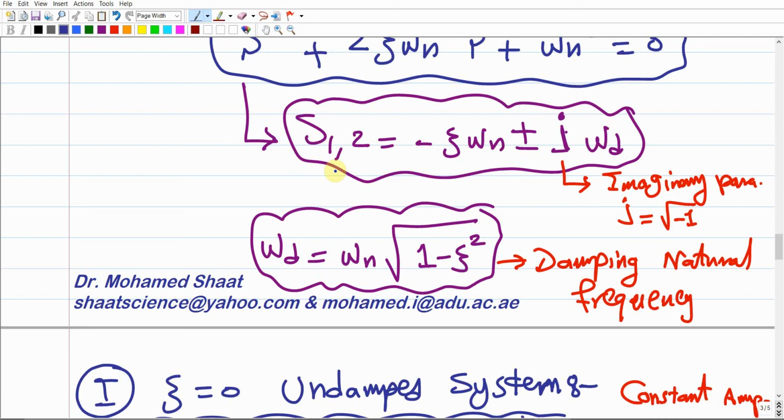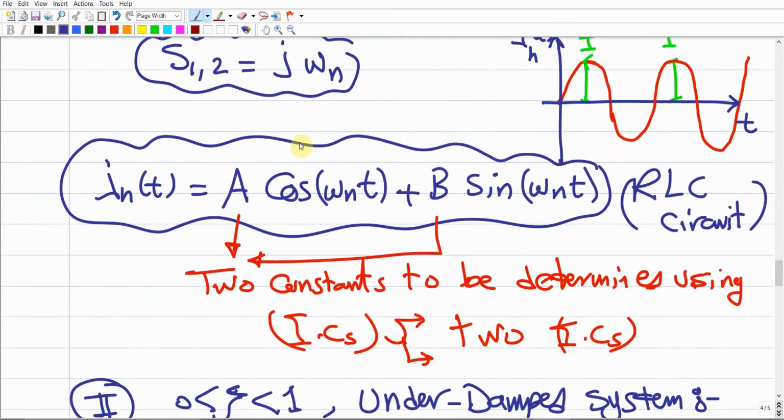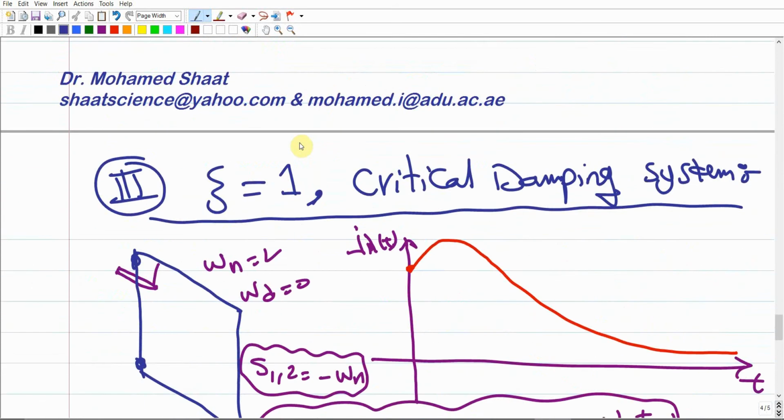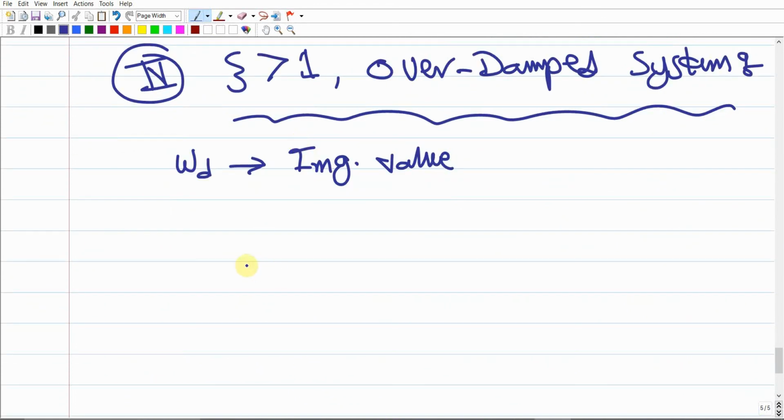Both are real values, because the square root is going to produce an imaginary value here, so this imaginary term will be eliminated. So we're going to end up with this S1 and S2. They are real values. These real values are going to give us the current. I'm not going to write the expression for this case, but the current will be obtained depending on the hyperbolic trigonometric functions, like the cosine hyperbolic of omega n times the square root of xi squared minus 1 times t, and the sine hyperbolic function.